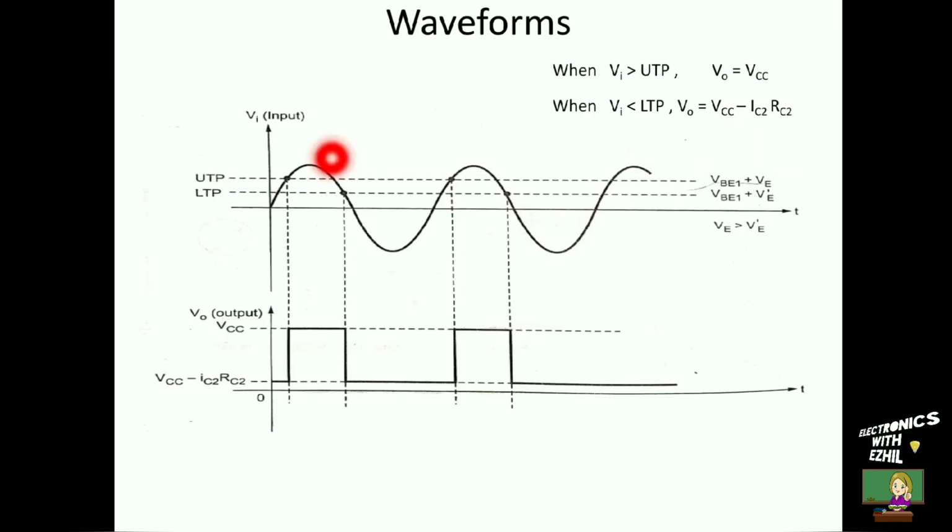We'll start analyzing our waveform from this point. From this point we see the input voltage VA is greater than the UTP level. When the input voltage VA is greater than the UTP level, the output is equal to VCC. So the circuit will stay at VCC as long as the input has not reached the LTP. Once it reaches the LTP, the circuit will be switched from VCC to VCC minus IC2 RC2 and stays at this level until the input reaches the UTP. Once it reaches the UTP, the circuit will be switched from this state to this state and stays at this state until the input reaches the LTP. This is how the square waveform is generated.